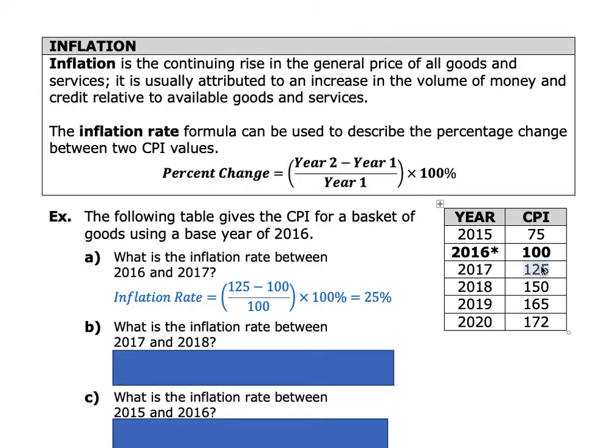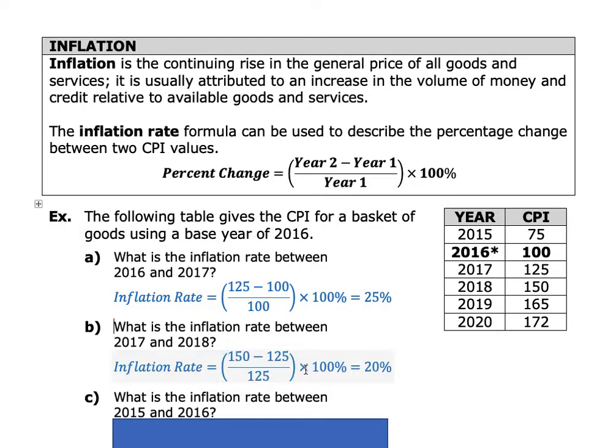So 150 minus 125, yes, the difference between these 2 years is 25 units, but our year 1, we're now using 125. And when we use this as our perspective and multiply by 100%, we can see that the CPI value has increased by 20%. And we can see that that's a general representation of the increase in prices of consumer goods.